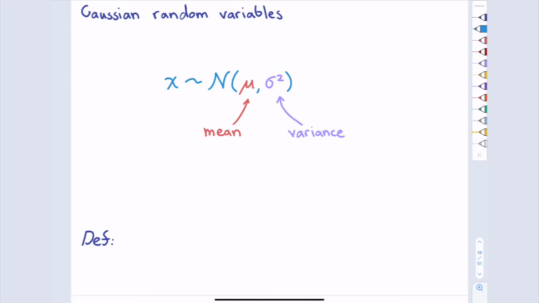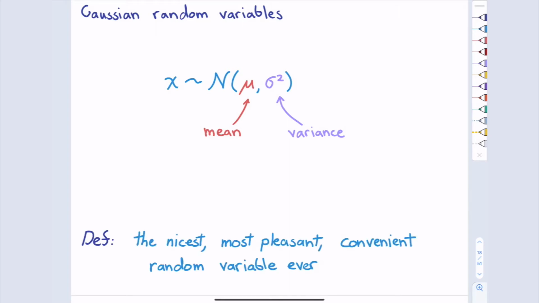Does anyone know the definition of a Gaussian random variable? A density function is exponential. You know that formula he's referring to, like 1 over square root 2 pi, stuff like that? That's the wrong answer. For us, we are defining Gaussian random variables as the nicest, most pleasant, and most convenient random variable ever.